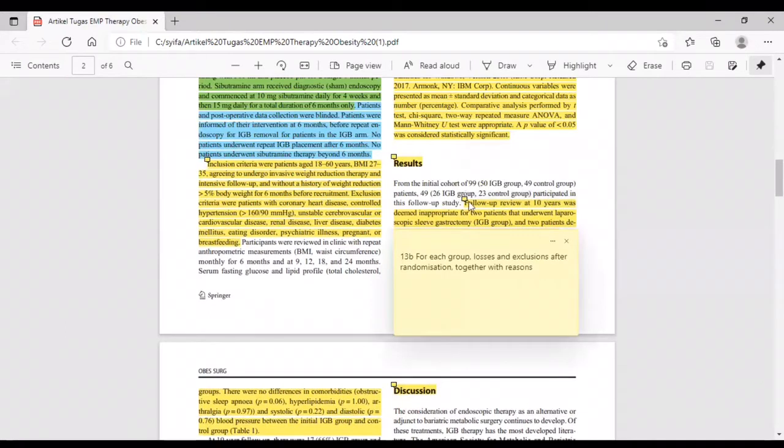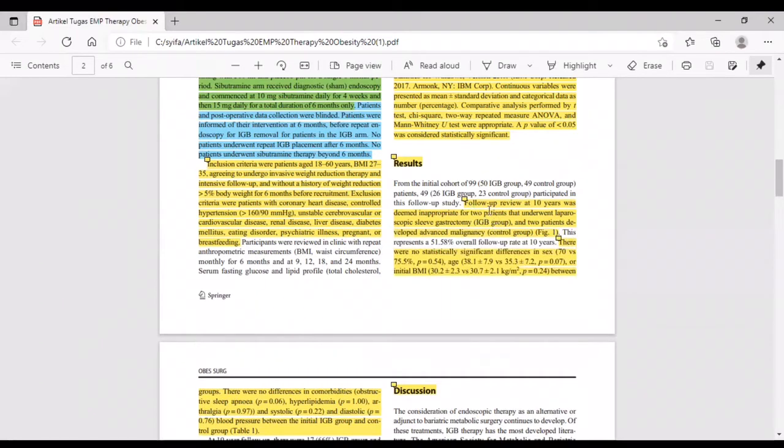Next checklist is 13B. The point of checklist 13B is, for each group, losses and exclusions after the randomization together with reasons. The sentence is: follow-up review at 10 years was deemed inappropriate for 2 patients that underwent laparoscopic sleeve gastrectomy and 2 patients that developed advanced malignancy.